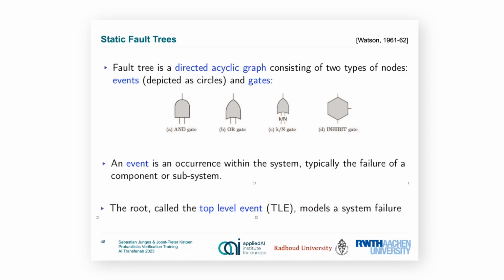And what does it model? Such a directed acyclic graph, they have events, which are the leaves, so to speak, in the graph, and they are occurrences of failures of system components. And then you build your whole graph, and it's a rooted graph, so you're interested in the top level event, which is basically a failure of the root of the fault tree, and typically that's modeling a catastrophic system failure.